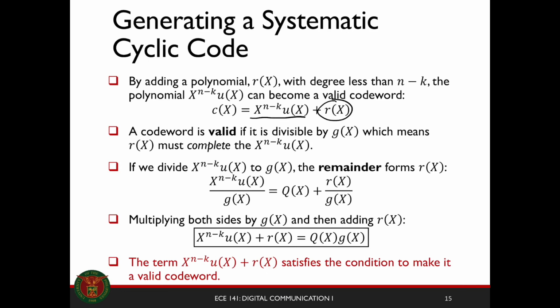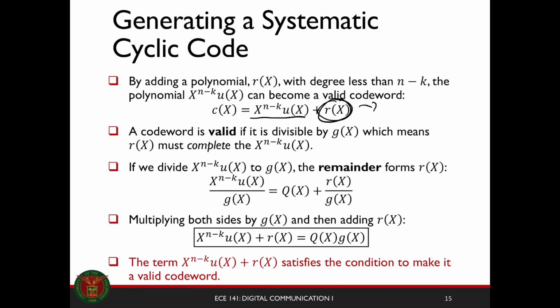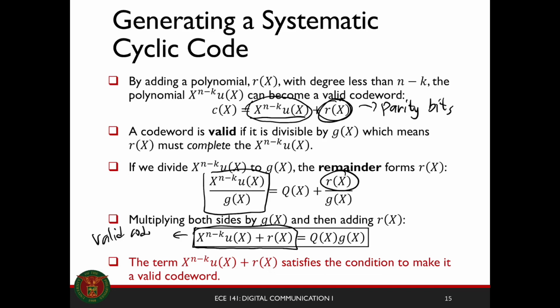Okay, so this multiplication by x to the n minus k ensures that the first k bits of your code word are your message. Okay, and then you add some r of x, which represents the parity bits, by getting the remainder of this with g of x. So you divide x to the n minus k times u of x by g of x, get the remainder from that, and you add these two together, you create your valid code word. Okay, so now this code word is linear and systematic at the same time. You have now created a systematic cyclic code. Okay, so it's linear, systematic, and it's cyclic.